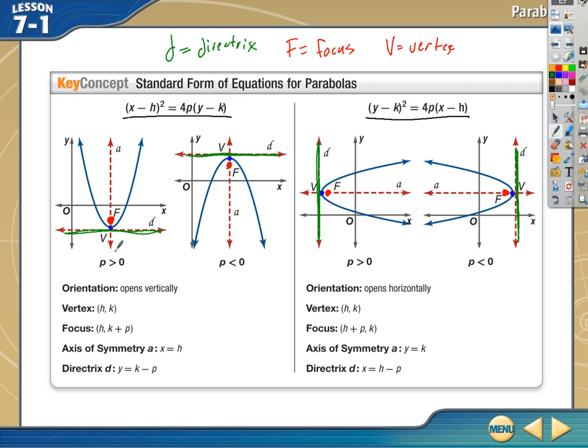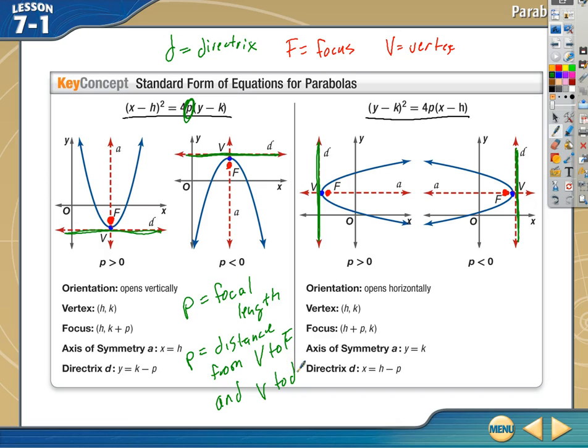The important part here to know is this P part. Why is this important? Because P is one of the ones that's on there. P stands for your focus or focal length. P is the distance from the vertex to the focus, and from the vertex to the directrix. That is important to know. If you can, circle it, star it, highlight it, do whatever. That's important to know.